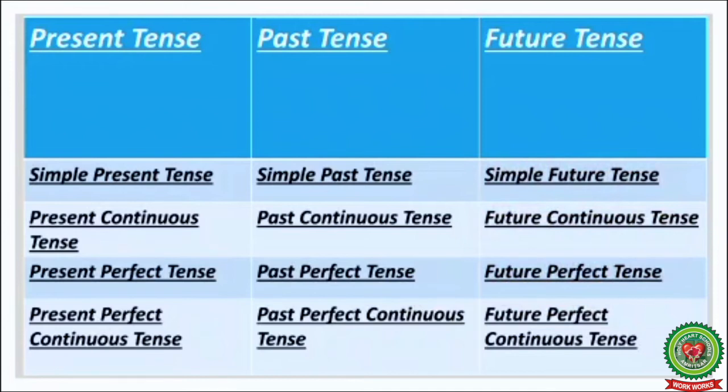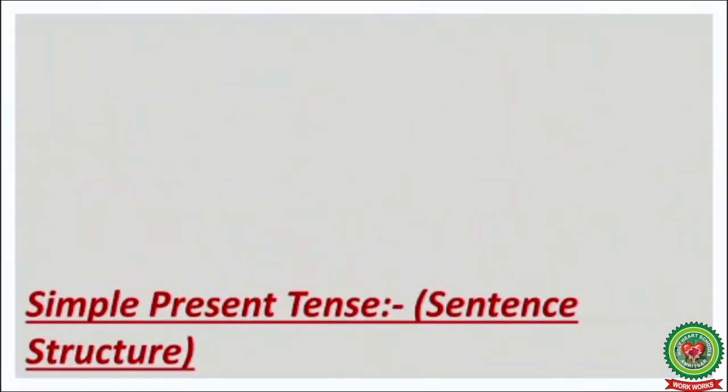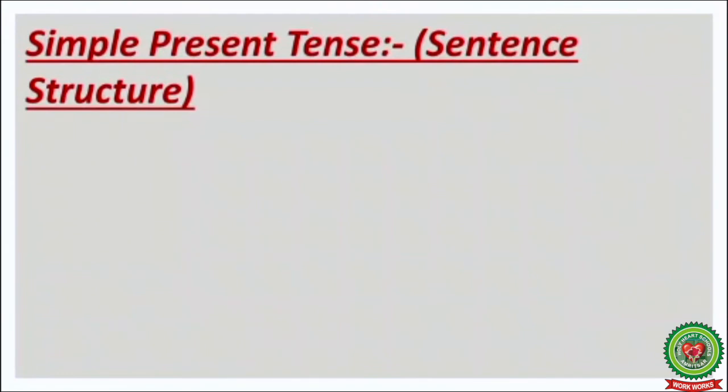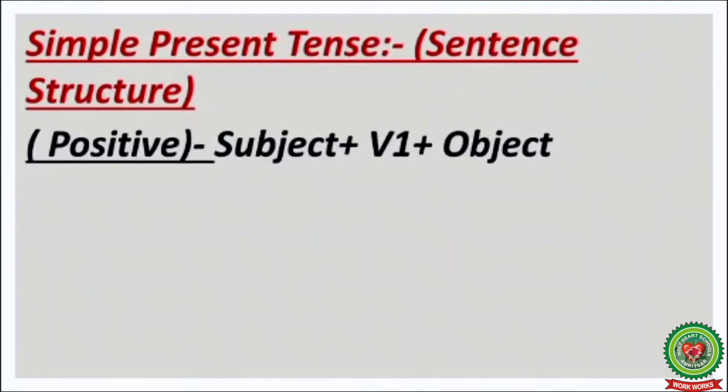Let's start with the simple present tense. Firstly, let's quickly recapitulate the sentence structure. In the positive sentence, the structure is subject plus present form of the verb plus object.